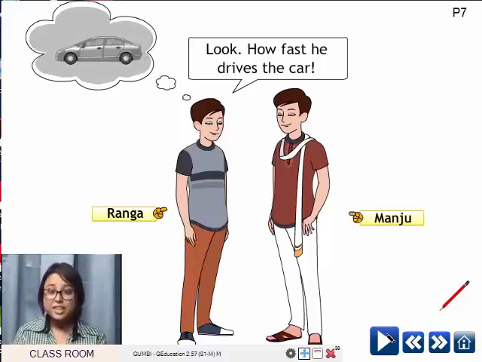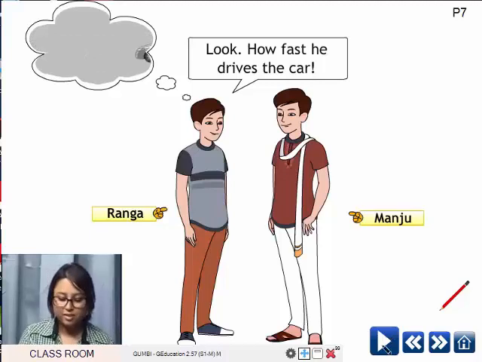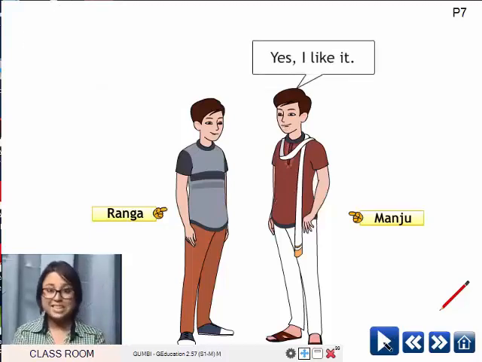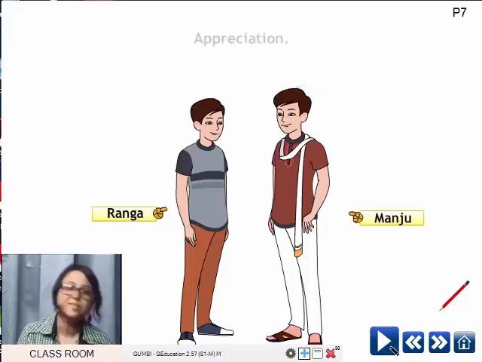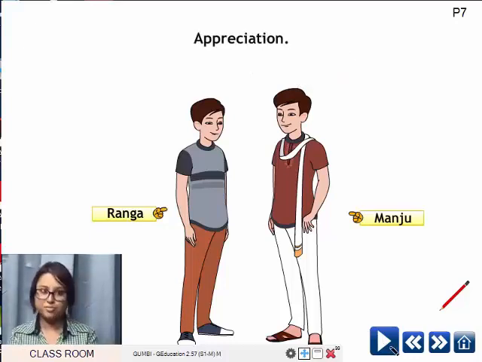Look how fast he drives the car. Yes, I like it. So the feeling is appreciation. Okay? You have to identify the rest of the feelings.